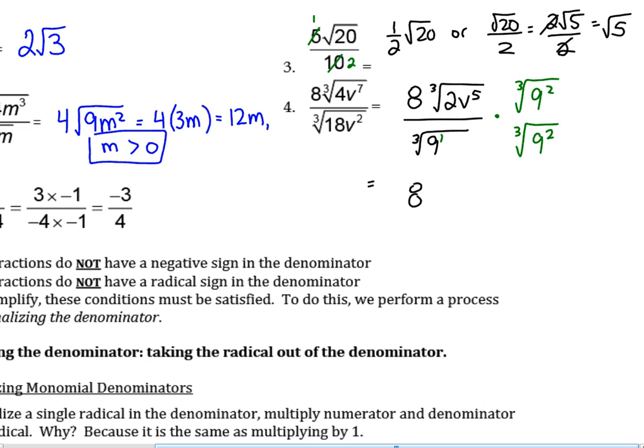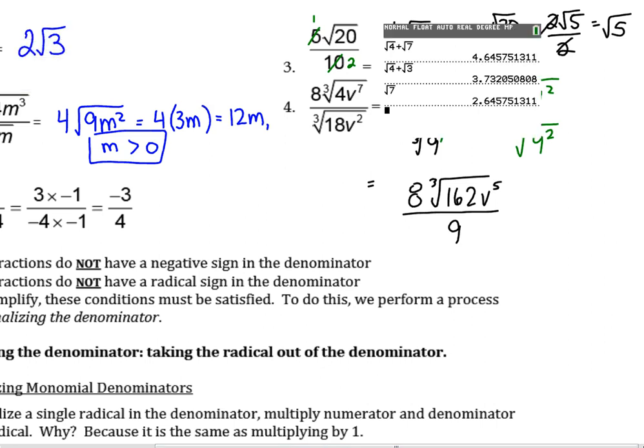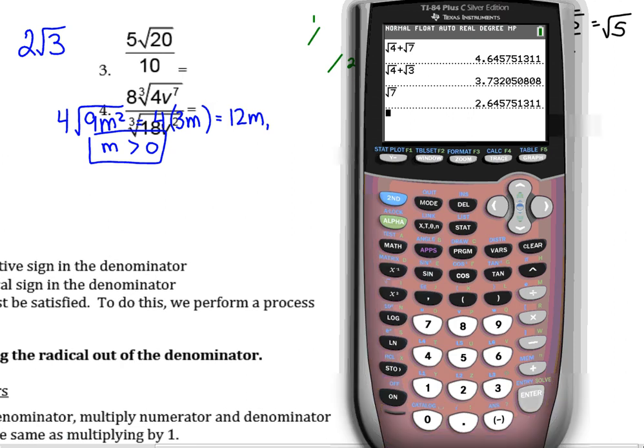So what's 81 times 2? 162. v to the 5 all over, and that becomes the cubic root of 729, or just 9. Okay. So is there more simplifying we can do now? Yes, because we can pull out the v to the 5. I don't know if there's a perfect cube that goes into 162. Does anyone know? Does 8 go into 162? Oh. Check with me.